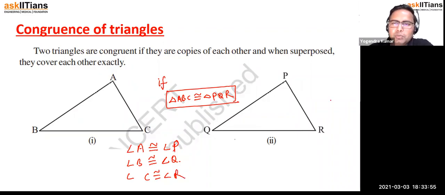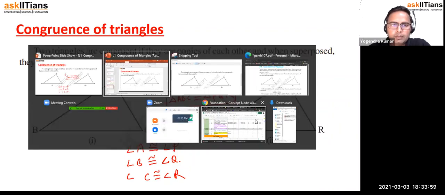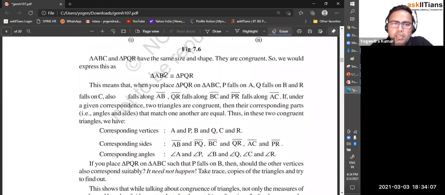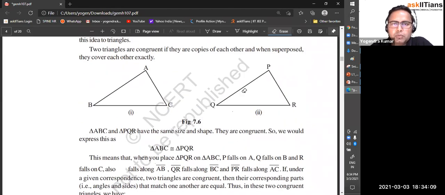Now these are corresponding angles. This is the main thing you need to understand. Line AB corresponds to PQ, line AC corresponds to PR, and line BC corresponds to QR. Corresponding means we are comparing.